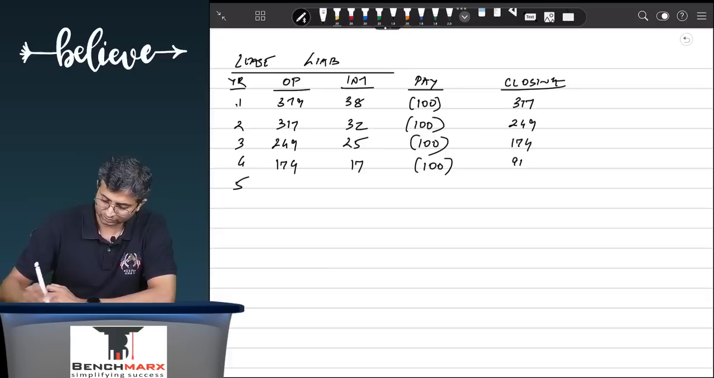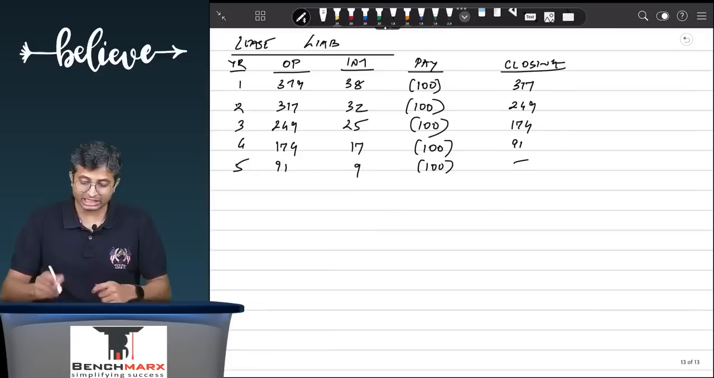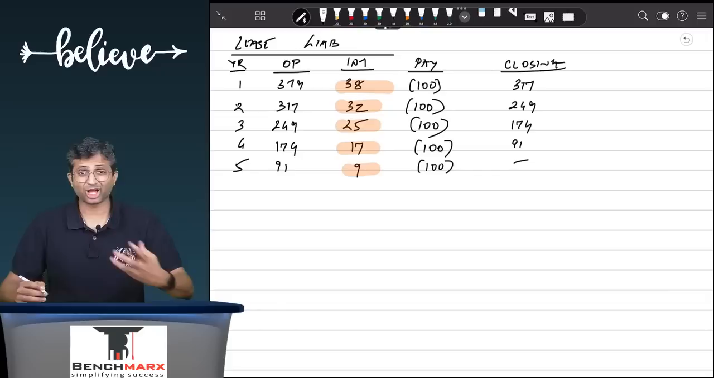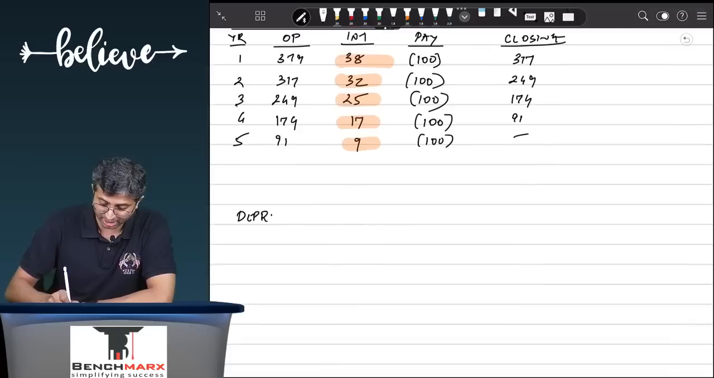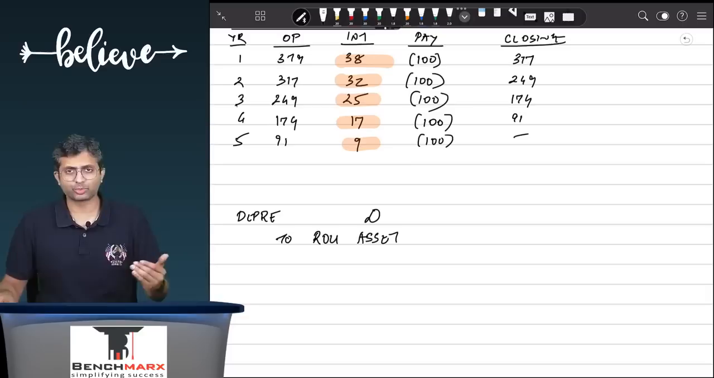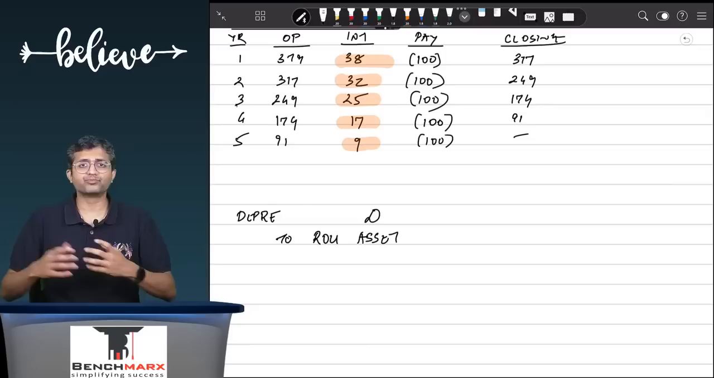So for this, your entries in each year will be, you will recognize the interest in each year and also recognize the payment. Apart from that, ROU asset will get depreciated. So your entry will be, for the depreciation, in each year, depreciation account debit to ROU asset. Now, over what period will the ROU asset get depreciated? Typically over the lease term. However, if there's a purchase option which you expect to exercise, or if there's an automatic transfer of ownership, like in case of hire purchase, then you will depreciate it over the entire life of the asset.